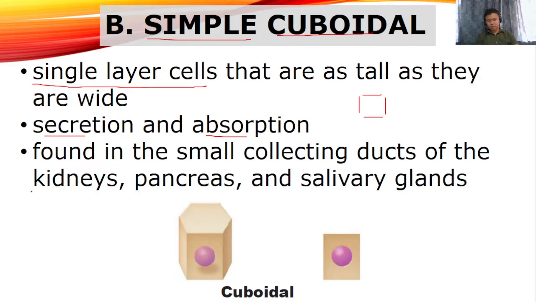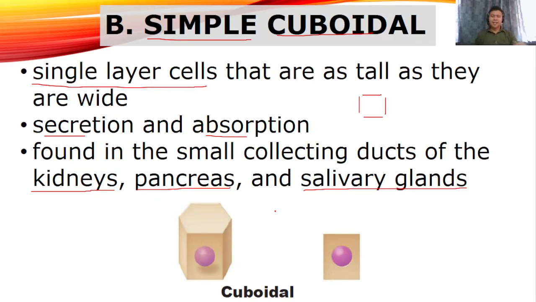They also secrete materials in our kidneys, pancreas, and salivary glands. So, kidneys secrete ions which will form urine later on. For pancreas, they usually secrete insulin, wherein it is capable of lessening the sugar level in our blood.